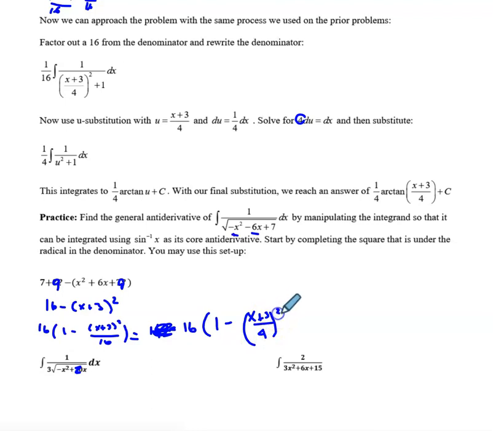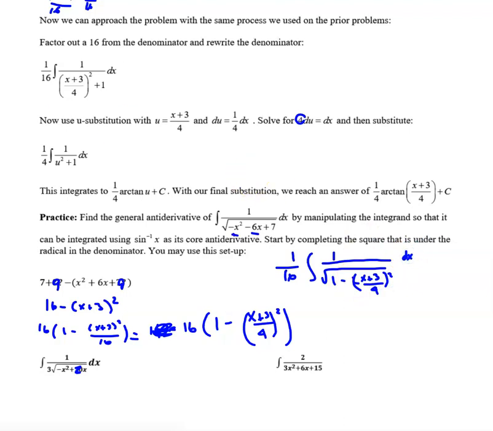This then goes underneath my radical in the denominator. So what I'm going to have when I rewrite this is my denominator here. So out in front I get a 1 over 16, and then I have a 1 divided by, and in the square root I have 1 minus (x plus 3 over 4) all squared, and of course a dx.